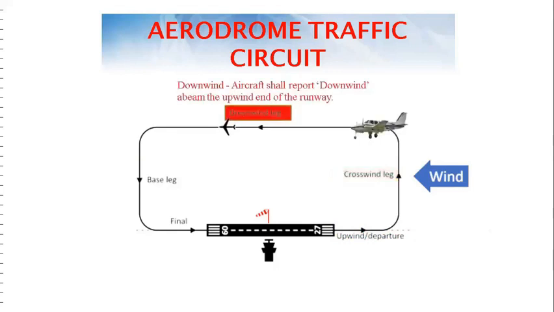The downwind leg is the segment when the aircraft is flying parallel to the runway but in the opposite direction of landing. As per the reporting procedures, when the aircraft is abeam the upwind end of the runway, aircraft shall report downwind.